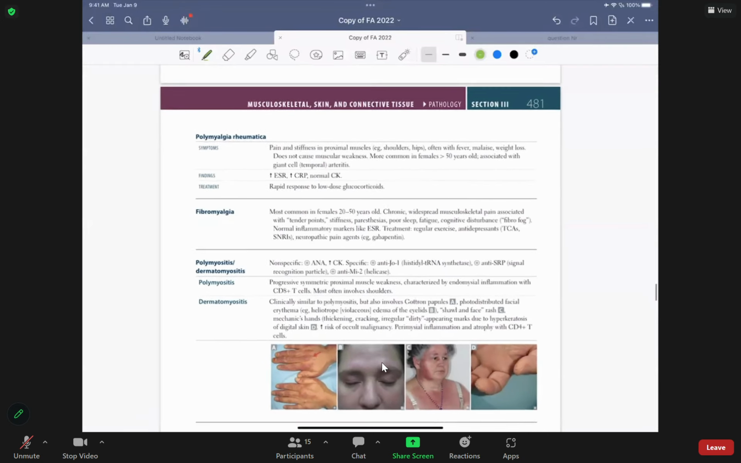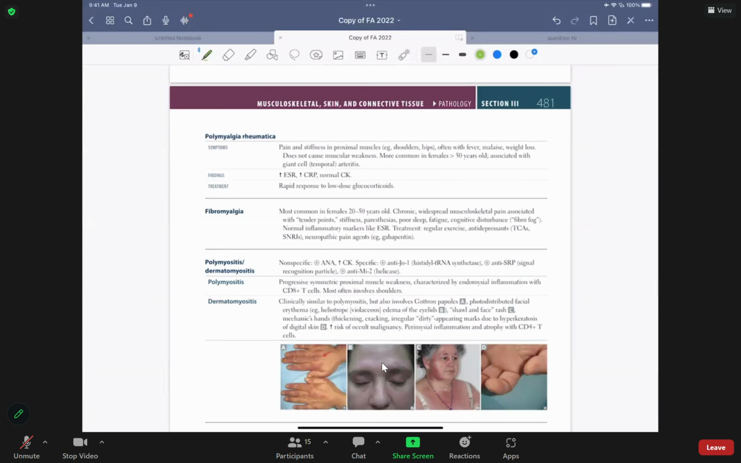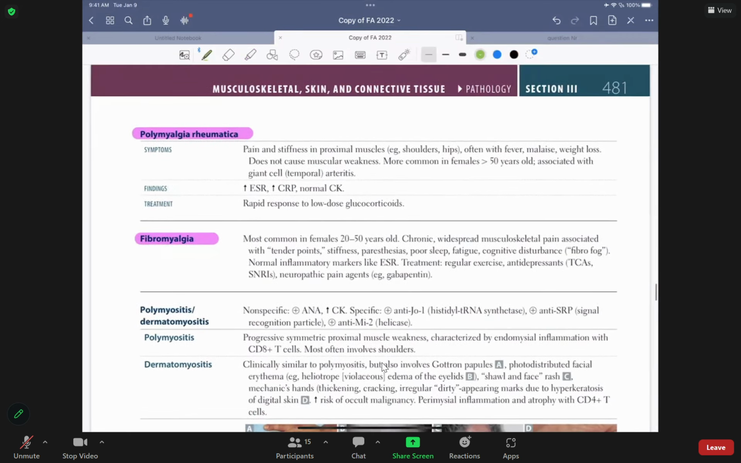Now let's continue. Polymyalgia rheumatica. These are very important diseases, and it's good that they put both next to each other. Polymyalgia rheumatica is pain and stiffness in the proximal muscles. Anything closer to my head is proximal. These people come with pain in the shoulder and hip. That's it. Often fever, malaise, weight loss. It does not cause muscle weakness.